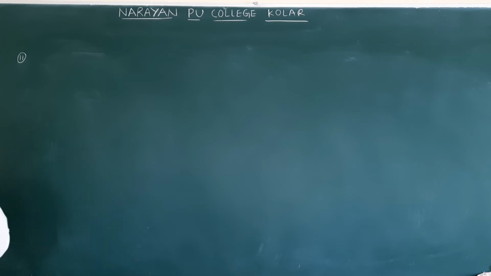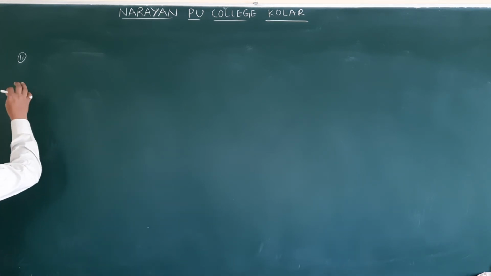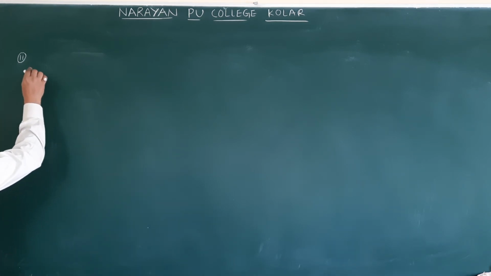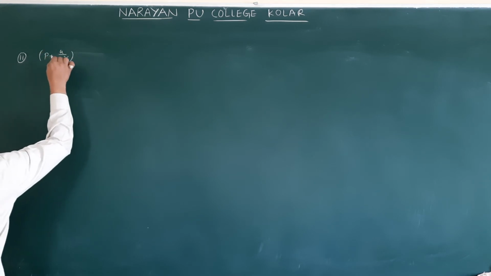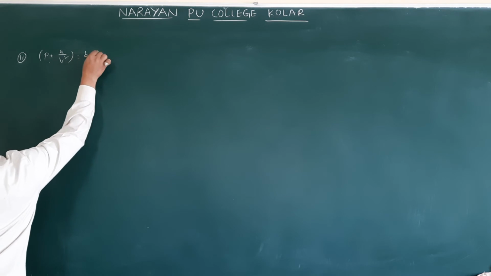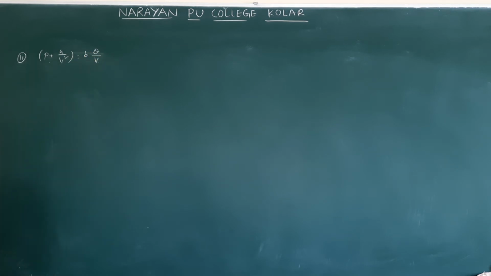An equation they gave: (P + a/V²) = β θ / V, where P is pressure, V is volume, and θ is absolute temperature. If β and P are constants, what are the dimensions of a? Only the dimensions of a they are asked.